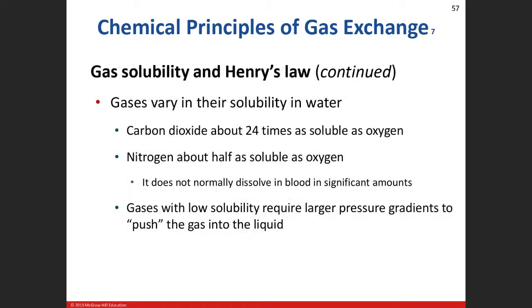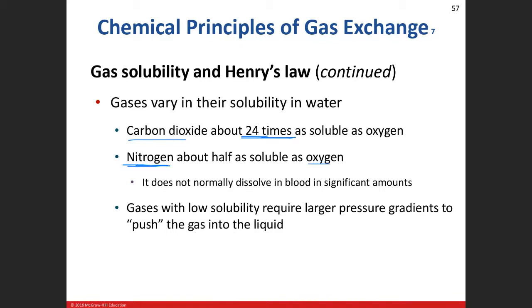And I'll show you, for example, here. When we talk about carbon dioxide, look, carbon dioxide is 24 times as soluble as oxygen. What does that mean? That means that carbon dioxide can go into a liquid much easier than oxygen. That's why we use carbon dioxide to carbonate drinks. Nitrogen, not so much. It's only half as soluble as oxygen.